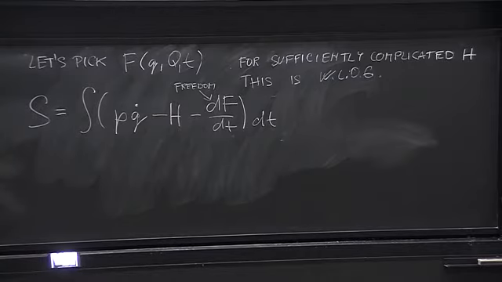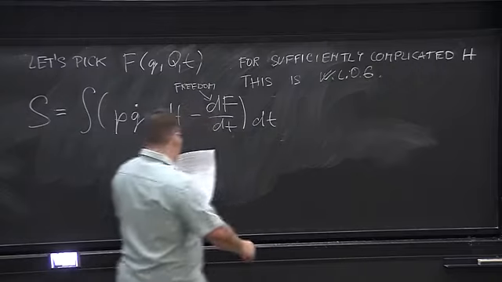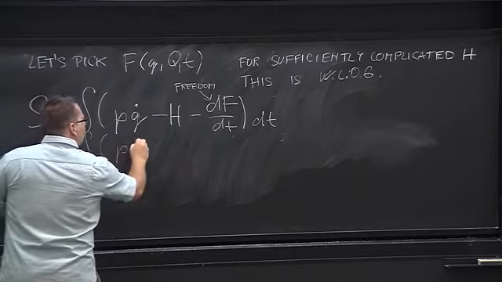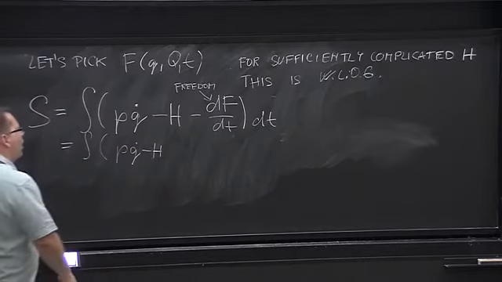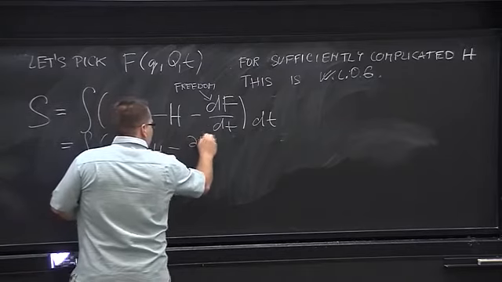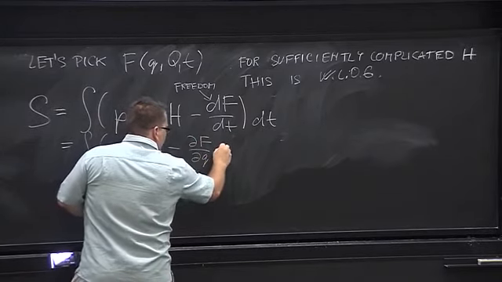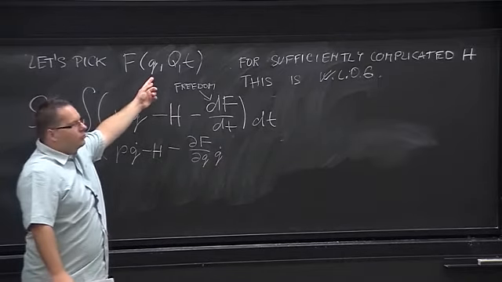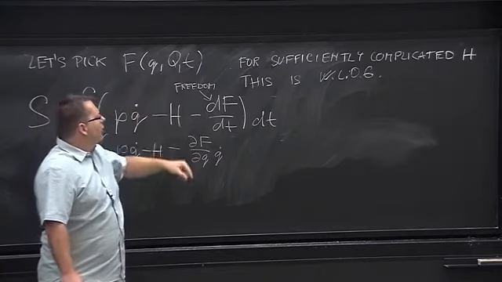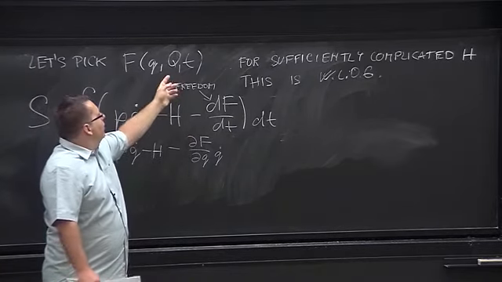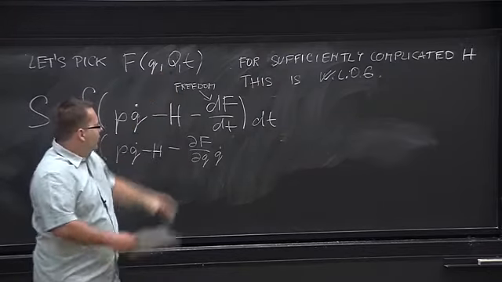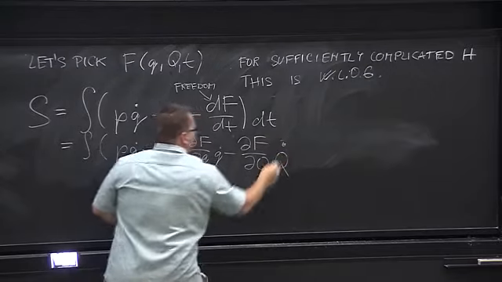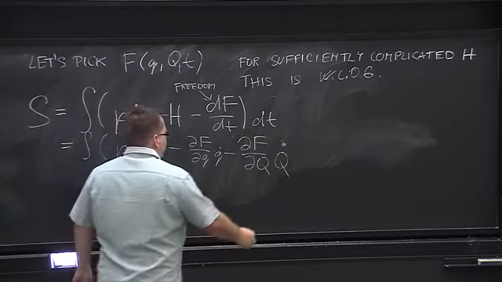Okay, so now what is this? This thing here is just an integral of p q dot minus H, and then I have minus df over dq, q dot. And remember, f is a function of small q, my original coordinate, capital Q, and t. So it's not a function of p. Now, capital Q depends on time. So now I differentiate with respect to capital Q, and then potentially with respect to time as well.